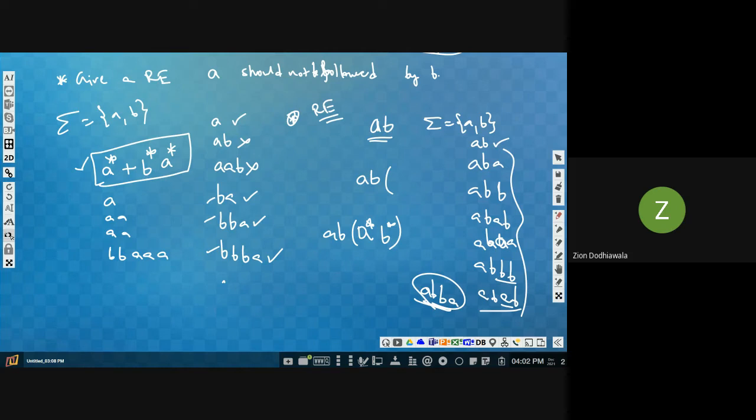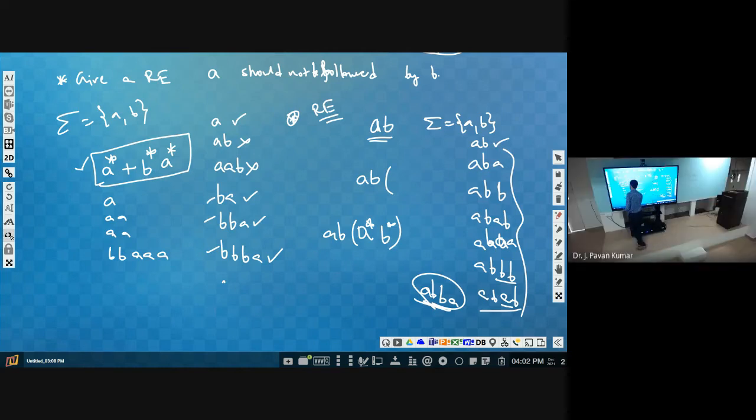Previous question. What is the string? ABA.